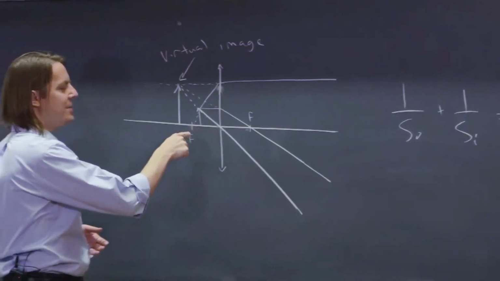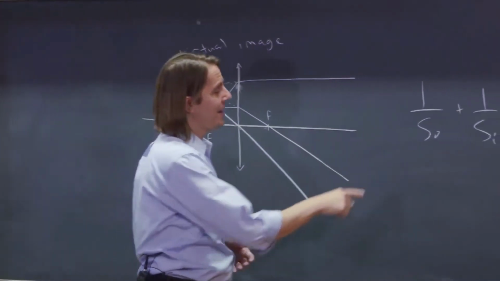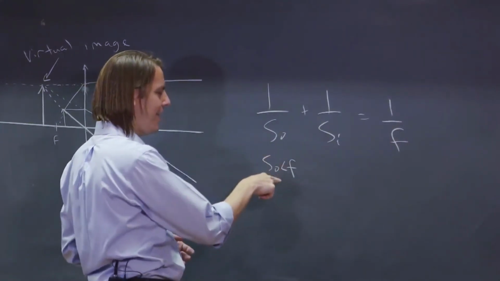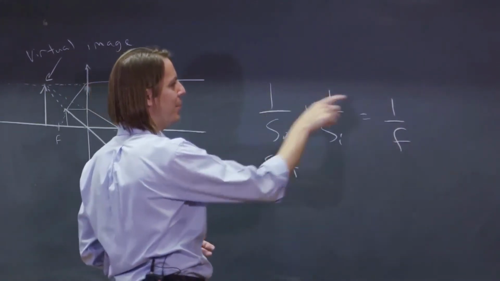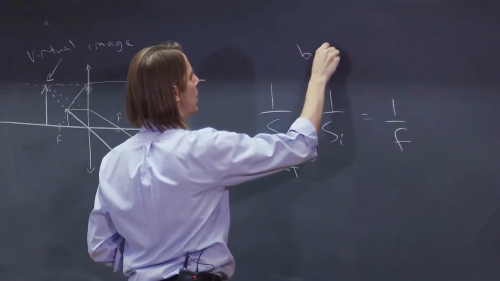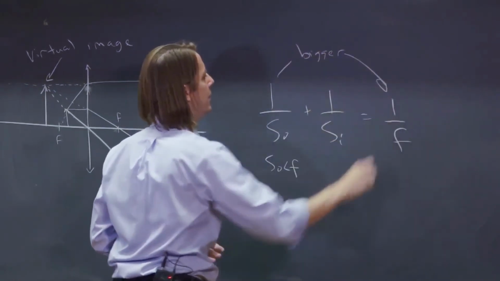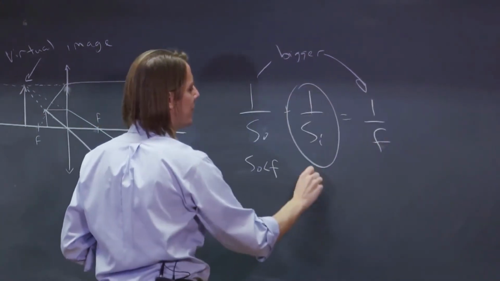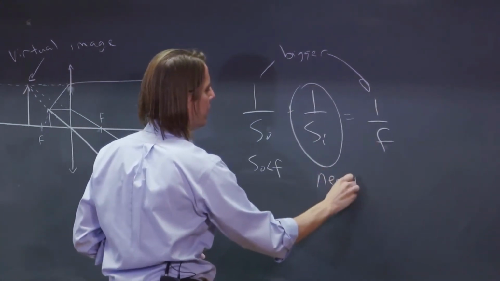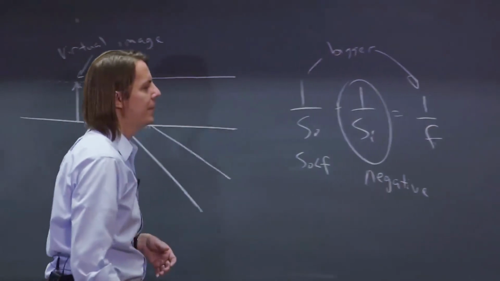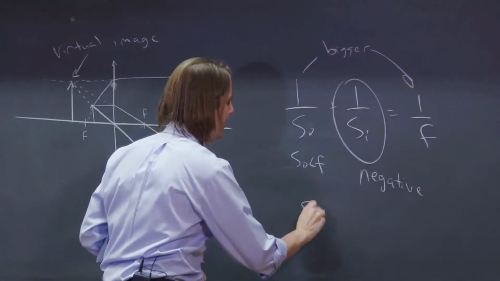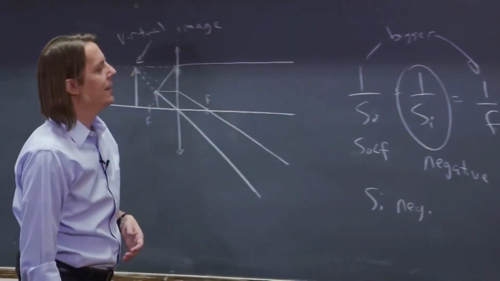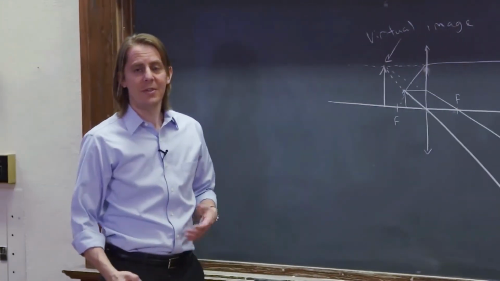If I make the object distance less than F, then let's see, this is going to come out bigger than that. If this is bigger than that, then this has to be negative, just like we kind of saw when we were doing one refraction for the sphere. If that's negative, then SI has to be negative, because 1 over F can't be negative. Right?